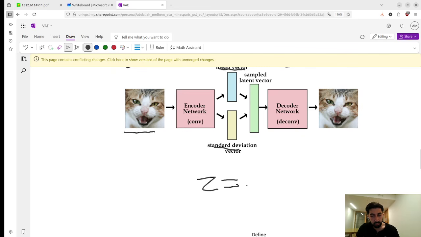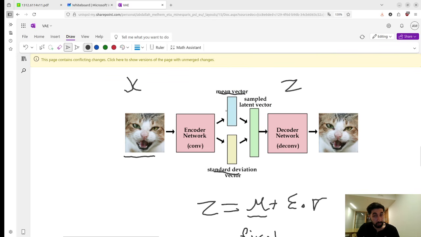Z equals the mean plus epsilon times the standard deviation. So the mean is fixed, right? For a fixed image, let's say we have this image over here, the network will always output the same two vectors. Let's say it outputs a mean of 0.1 and a standard deviation of 0.5 for this particular image.